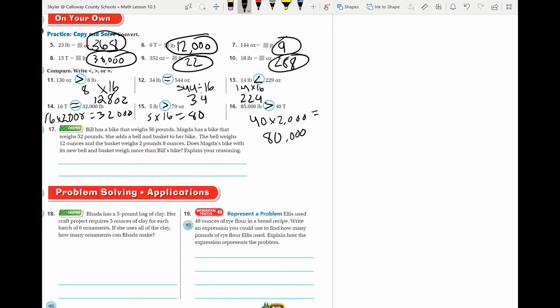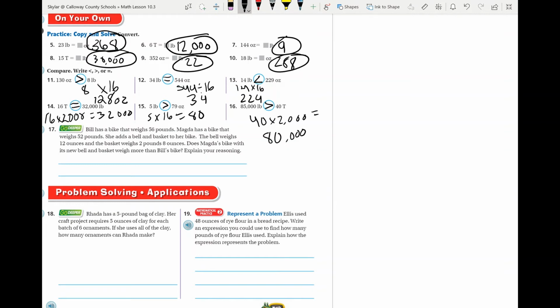So we are going to look at 17 through 19, and then we'll be done with this one. So Bill has a bike that weighs 56 pounds. Magda has a bike that weighs 52 pounds. She adds a bell and a basket to her bike. The bell weighs 12 ounces and the basket weighs 2 pounds and 8 ounces. So does Magda's bike with its new bell weigh more?